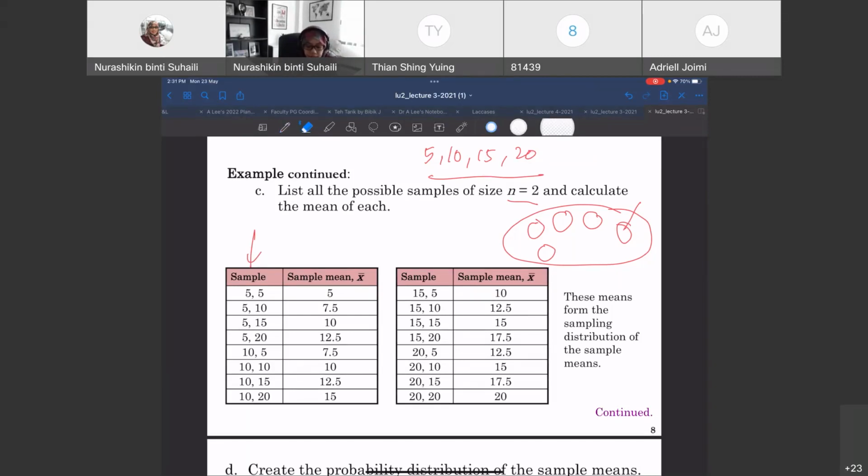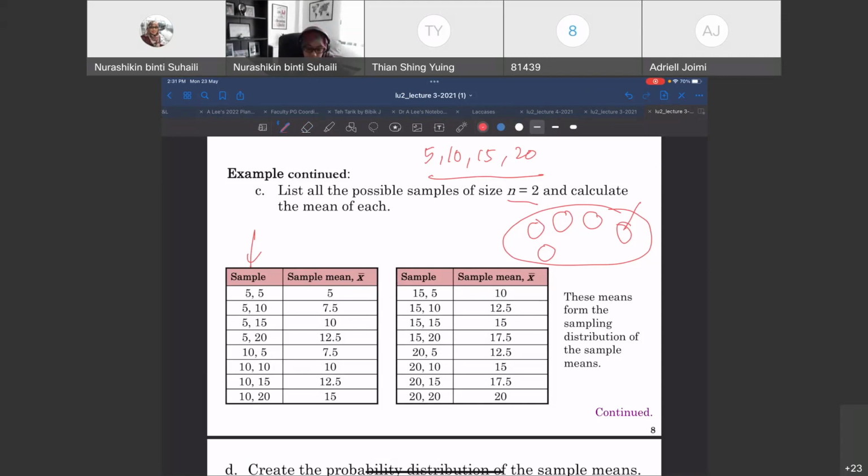Then 10, 5, 10, 10, 10, 15, 10, 20. Then you start with 15: 15, 5, 15, 10, 15, 15, 15, 20. And finally 20, 5, 20, 10, 20, 15, 20, 20. Once you finish all the combinations, those are all the possible samples.